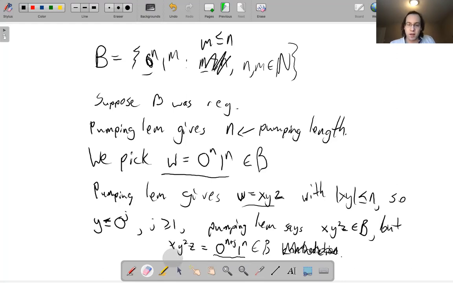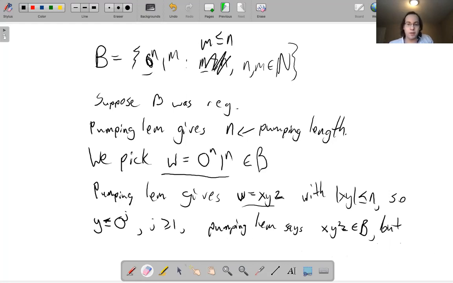The answer is, the trick, remember this: the pumping lemma actually says that x, y to the i, z is in B for all i. We took i equals 2, but let's not take i equals 2. In fact, what we want to do is take i equals 0. So we'll take i equals 0 here.